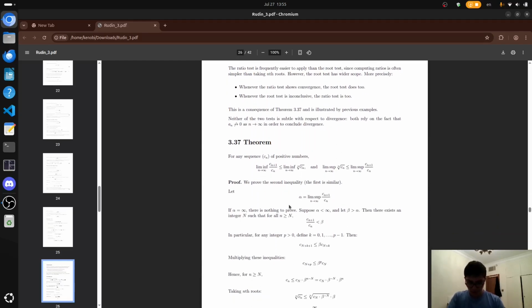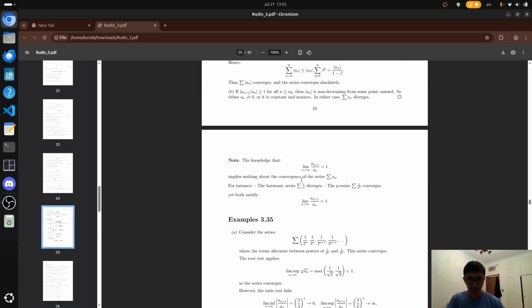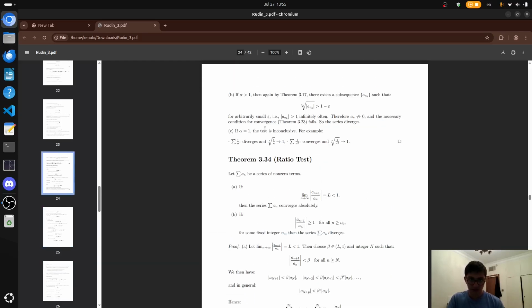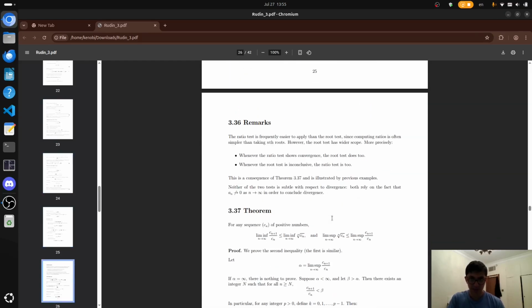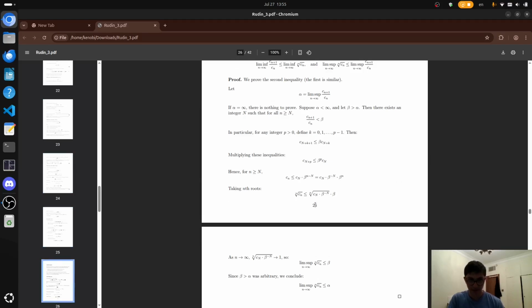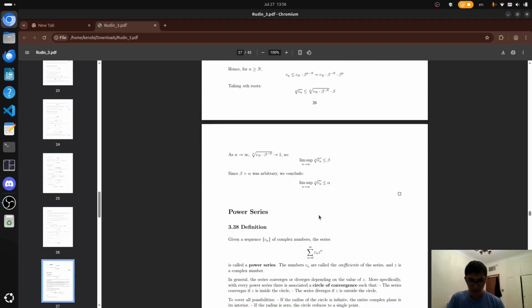And this is due to the following theorem. Lim inf of Cn plus 1 over Cn is less than or equal to lim inf of nth root of Cn, and lim sup of nth root of Cn is less than or equal to lim sup of Cn plus 1 over Cn. And the proof is really similar to the proof of the ratio test and the root test itself, because you're just multiplying things over and over again and you're making some sort of equivalence.